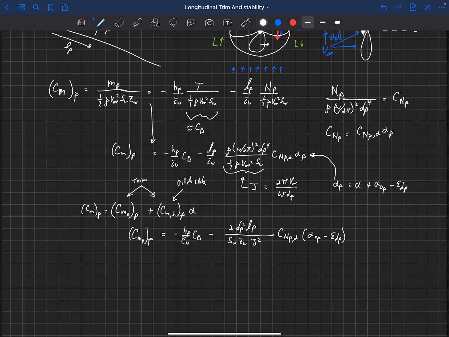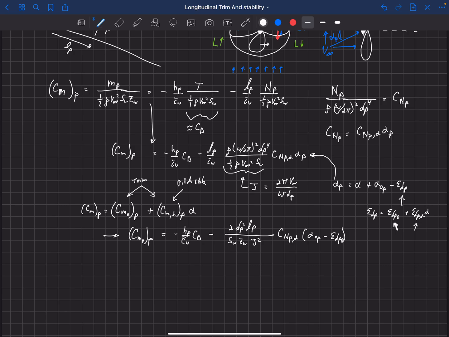And actually, this epsilon dP, I forgot to add this in, epsilon dP equals epsilon dP naught plus epsilon dP alpha times alpha, where this is the downwash at 0 angle of attack, 0 global alpha, and then this is our change in that downwash with respect to alpha. So this is actually epsilon dP naught right there. Okay, so that's the pitching moment when alpha is equal to 0. When our global angle of attack is 0, this is the pitching moment on the aircraft.